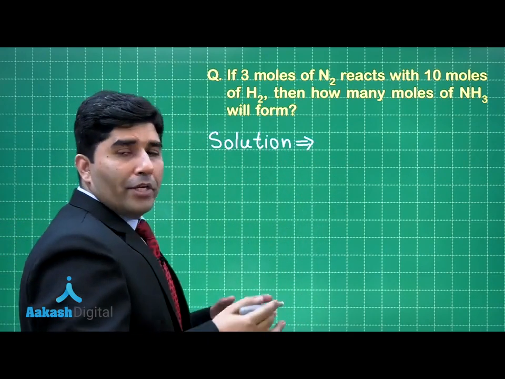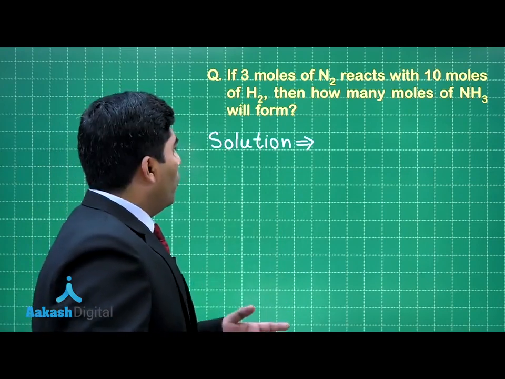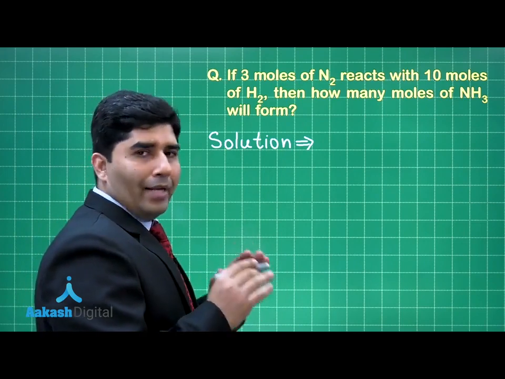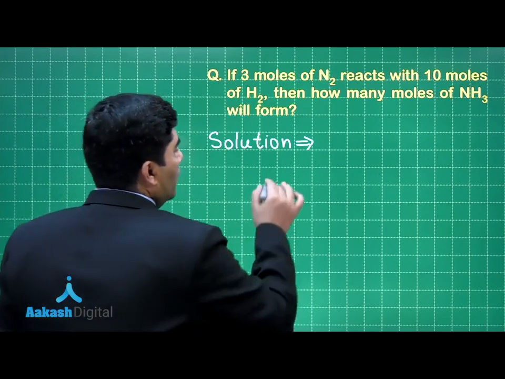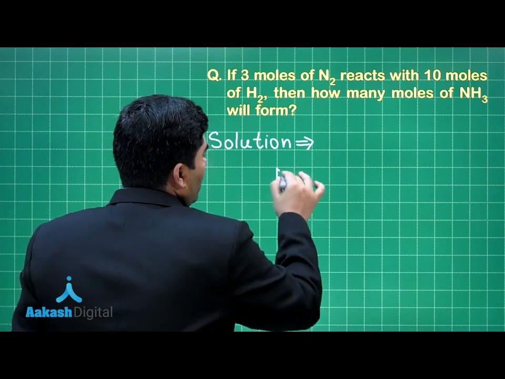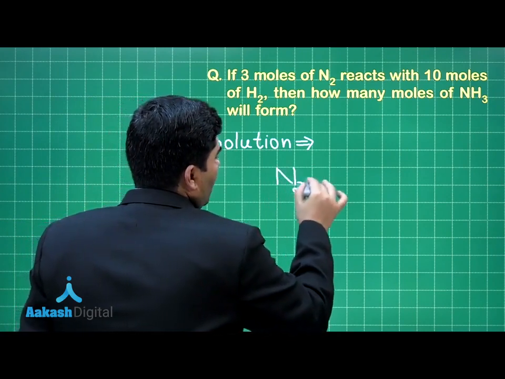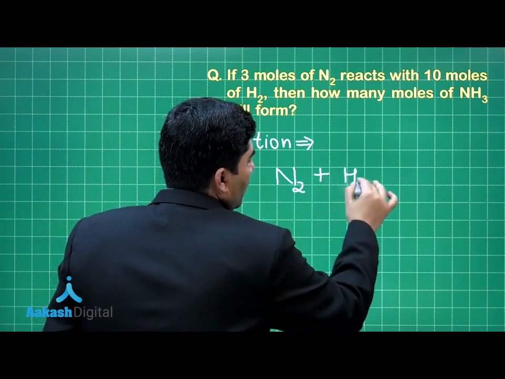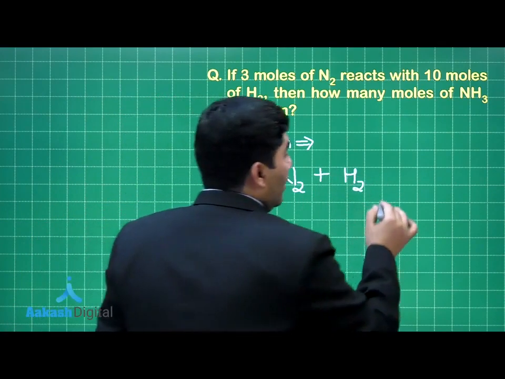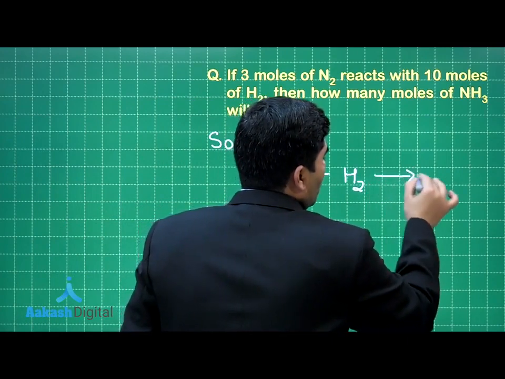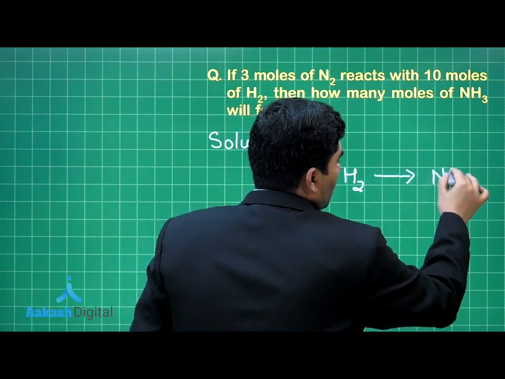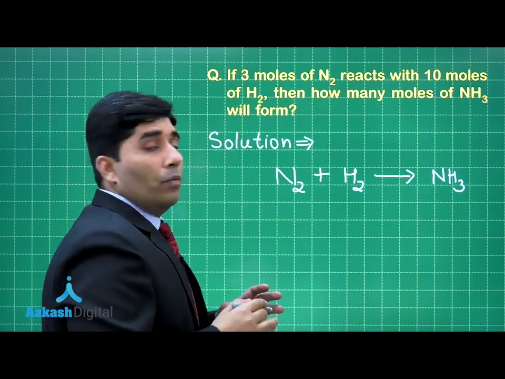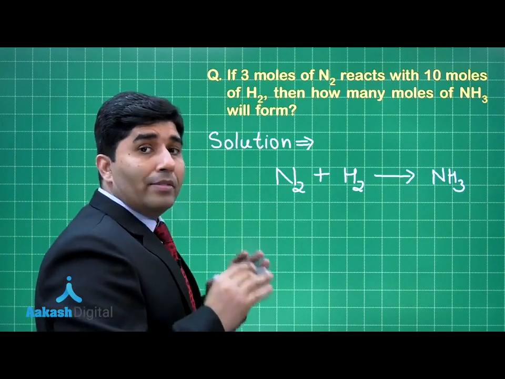now stick to your basics. We have to follow the steps of stoichiometry. First we will write the skeletal equation, right? So the reaction will be nitrogen is reacting with hydrogen and giving us ammonia, right? Now we have to balance this reaction.